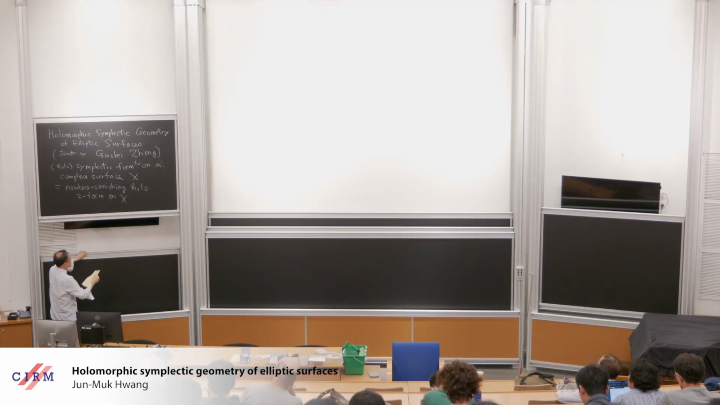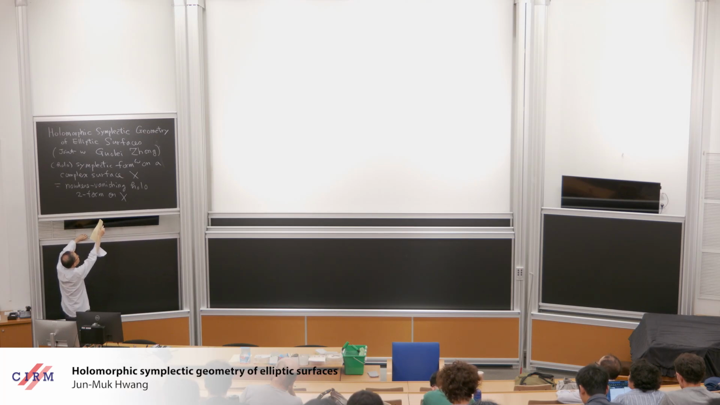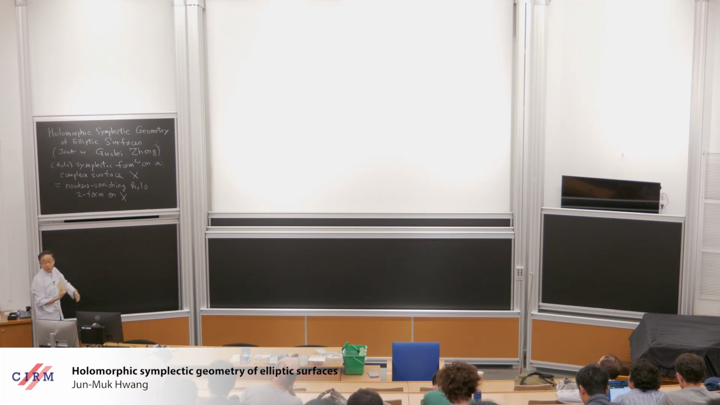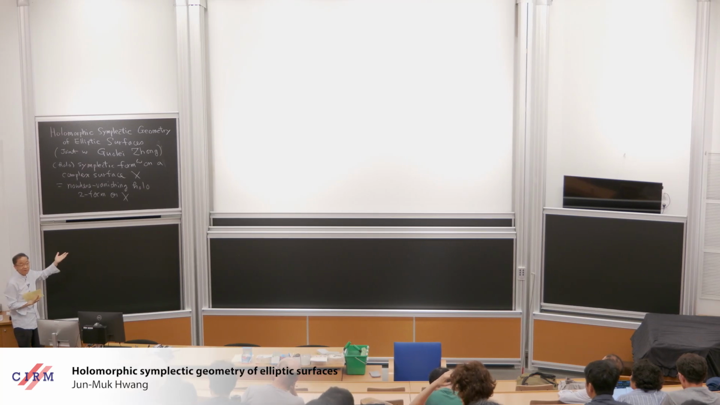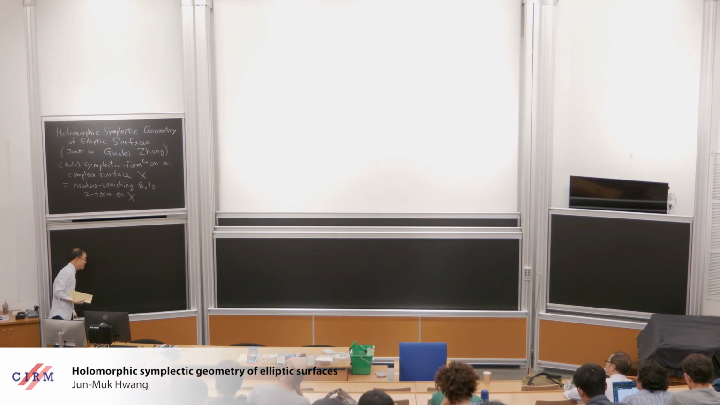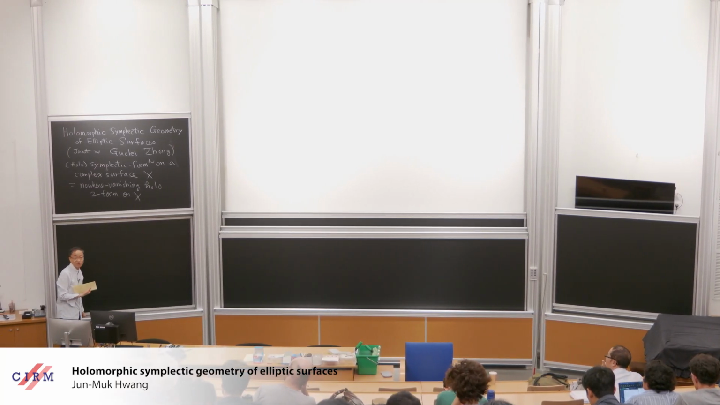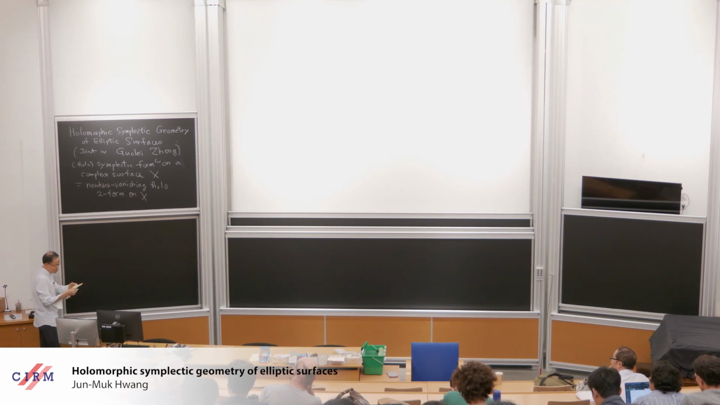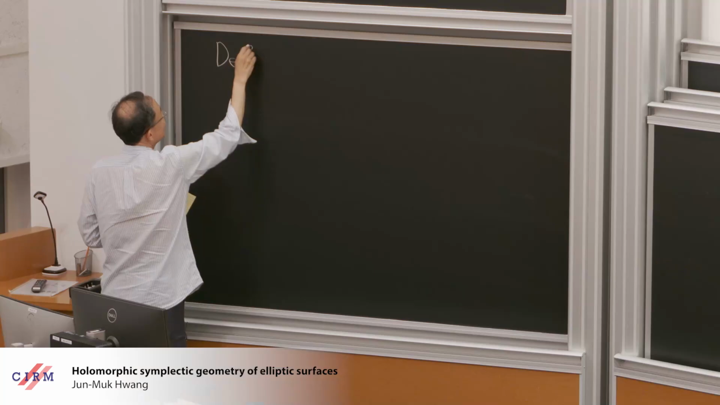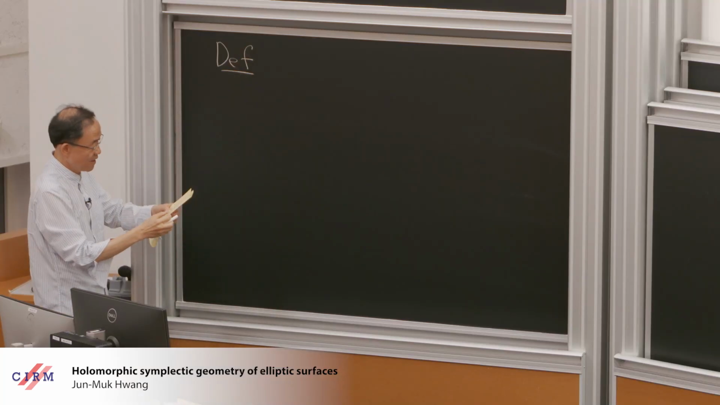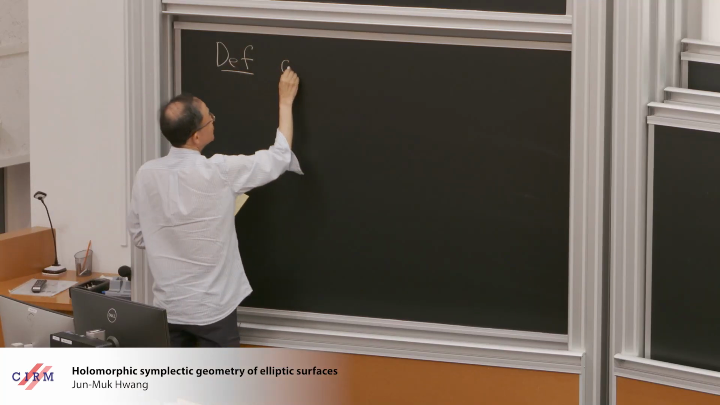When you have such a symplectic form on a complex surface, you can study the symplectic geometry of the surface. And this, somewhat surprisingly, hasn't been studied very much. So today we'll study this on elliptic surfaces. An elliptic surface means a surface with an elliptic fibration. So let me recall the definition of an elliptic fibration.